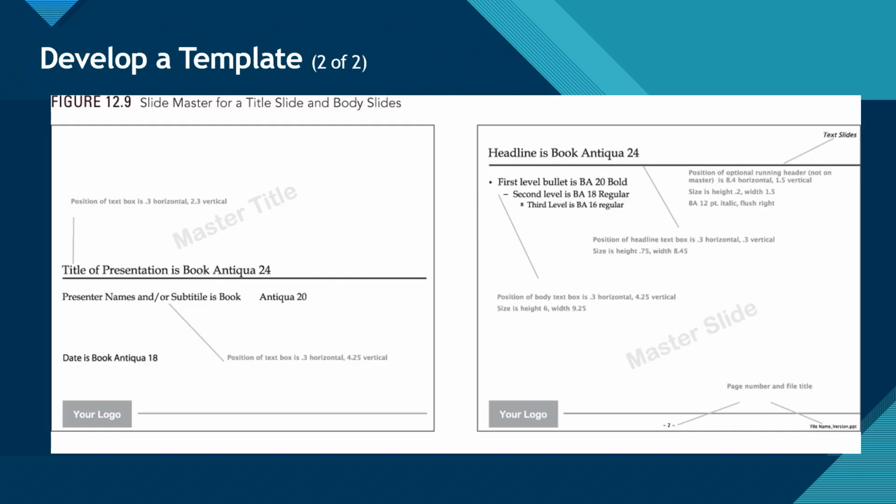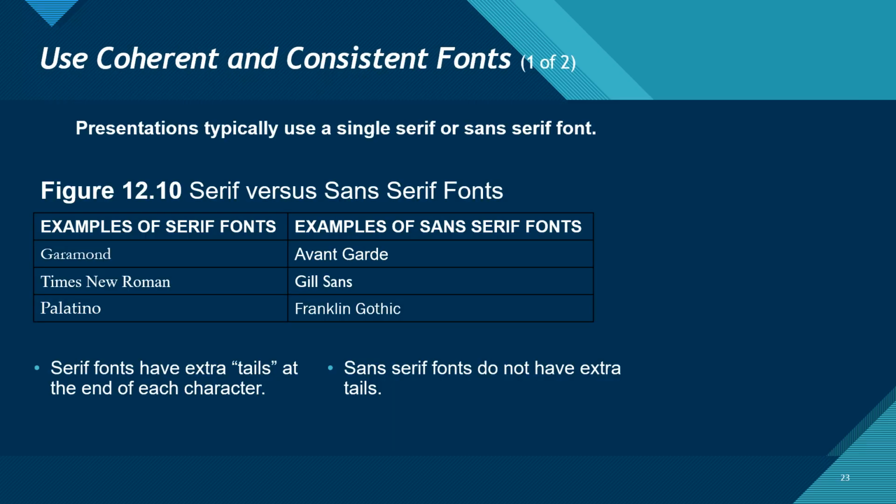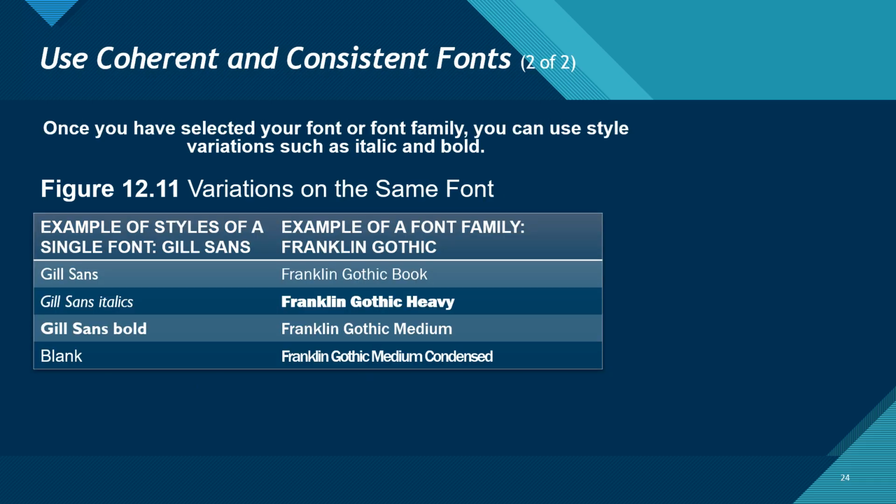Let us look at the title slide and body slide on Slide Master for a presentation. This is a perfect template for the presentation we were making in the scenario we first talked about. Use coherent and consistent fonts. Presentations typically use a single serif or sans serif font. Serif fonts have extra tails at the end of each character. Sans serif fonts do not have extra tails. Once you have selected your font or font family, you can use style variations such as italic and bold. In the example here, we can see variations on the same font.